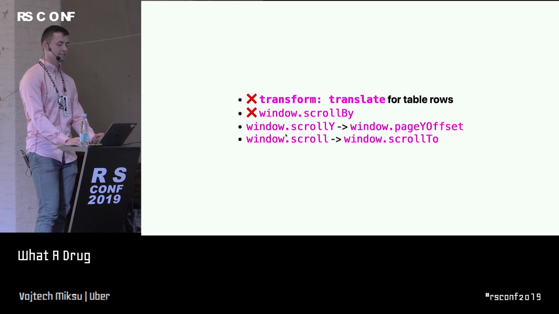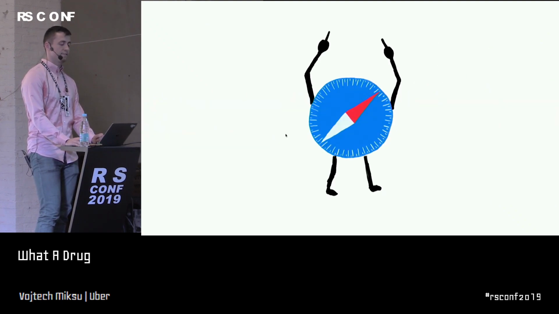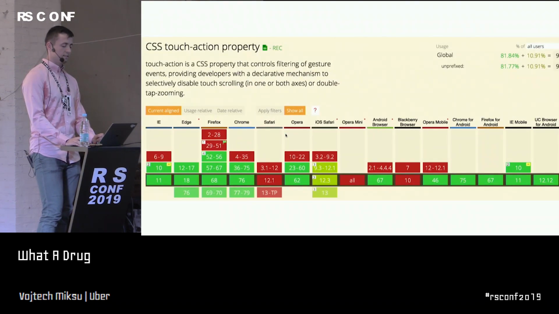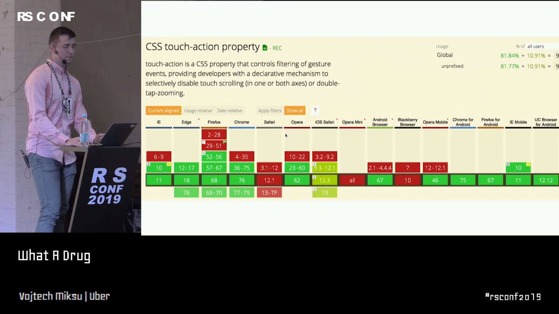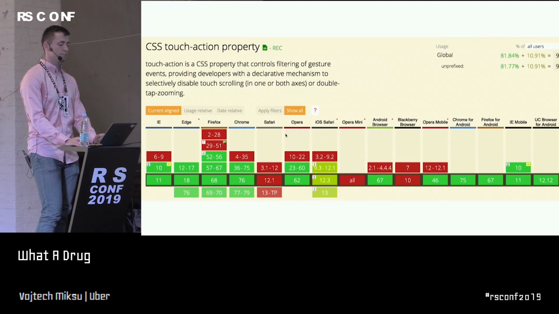You can ship it again. And like bang, it doesn't work in Safari at all. And this is a much bigger problem than Chrome. And the thing here is, Safari doesn't support the CSS property touch-action: none. And this is a very useful CSS property because you can use it to disable touch scrolling.